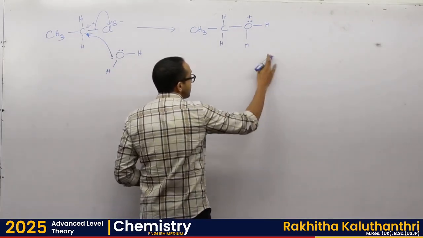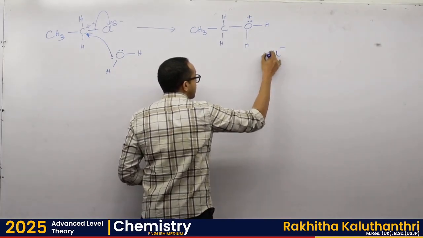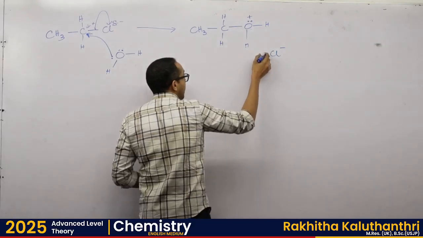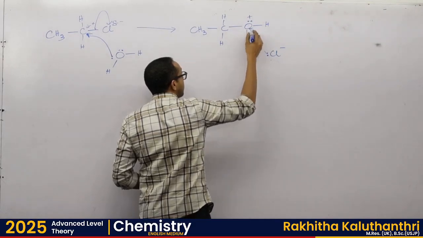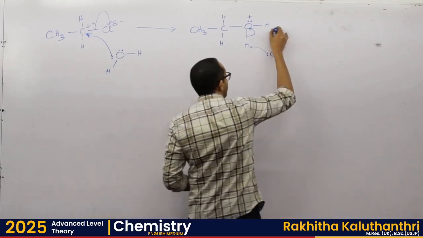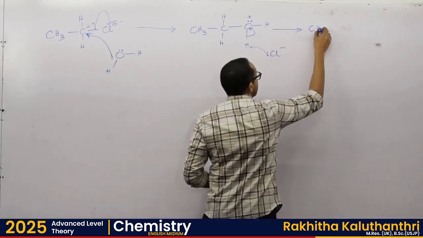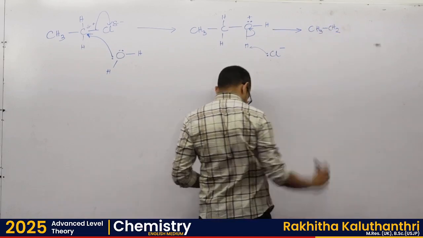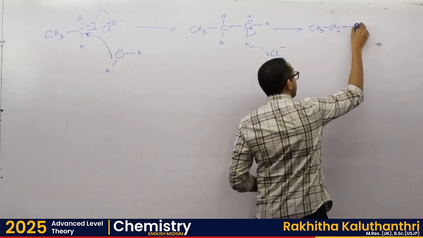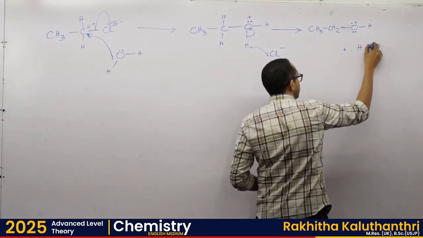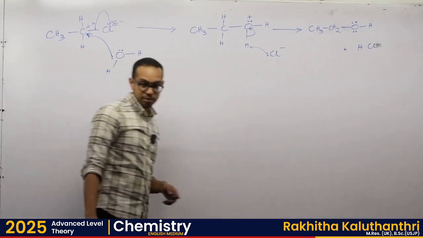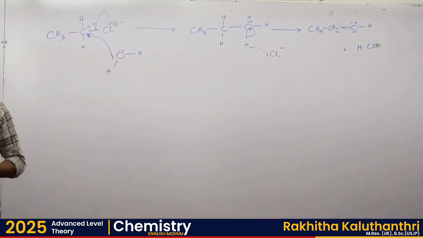So what happens is, now there's a Cl minus ion present in the medium. Cl can help the removal of one hydrogen, and this hydrogen will leave, giving its electrons to oxygen, producing CH3 CH2 OH and HCl. Is that clear? So you should be able to see it. If you are not seeing this, try your best to go home and look at different molecules.